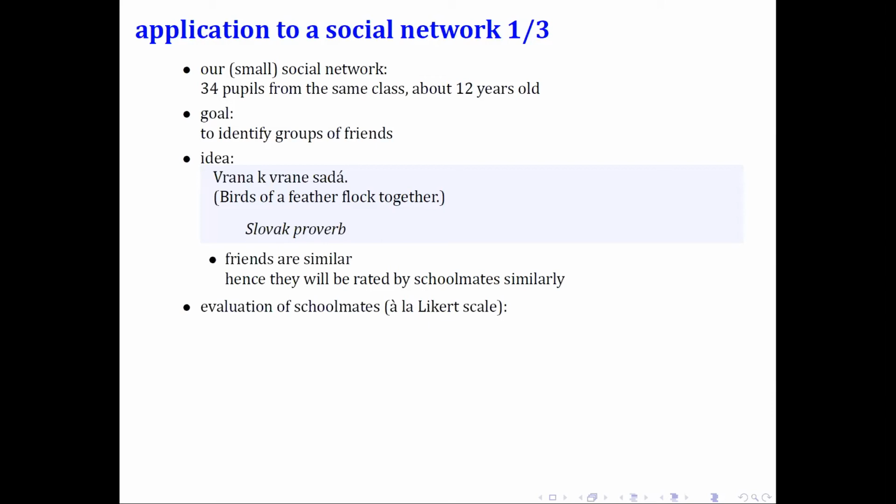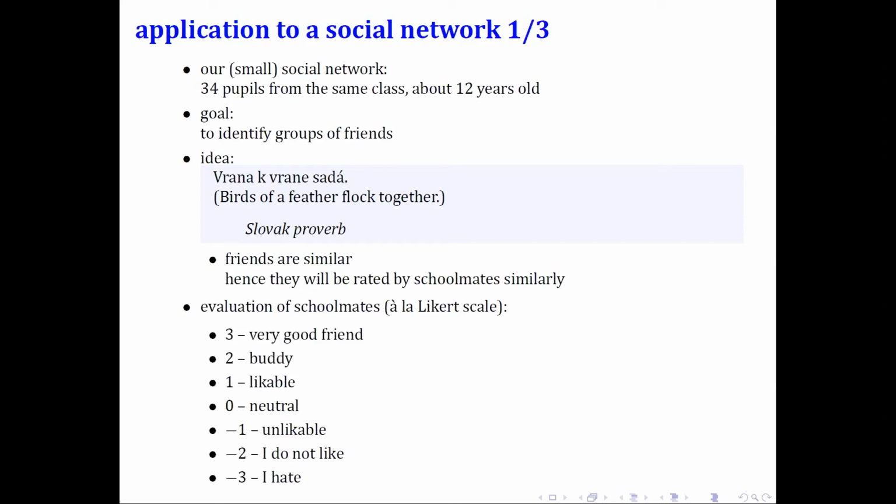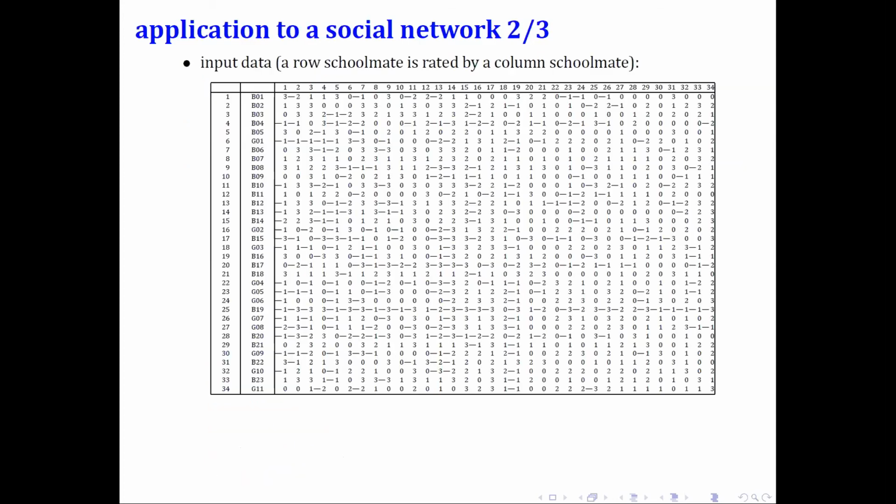So each schoolmate from this class evaluated his or her schoolmates by these seven values. 3 means very good friend. 2 means not so good friend but good. 1 is some sympathy for her or for him. 0 is neutral, and so on. So we have 7 linearly ordered values. This is a Likert scale, seven values, and we obtain such a table.